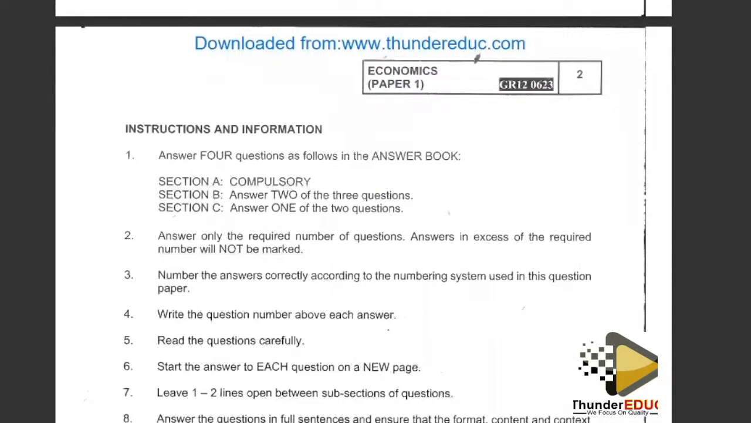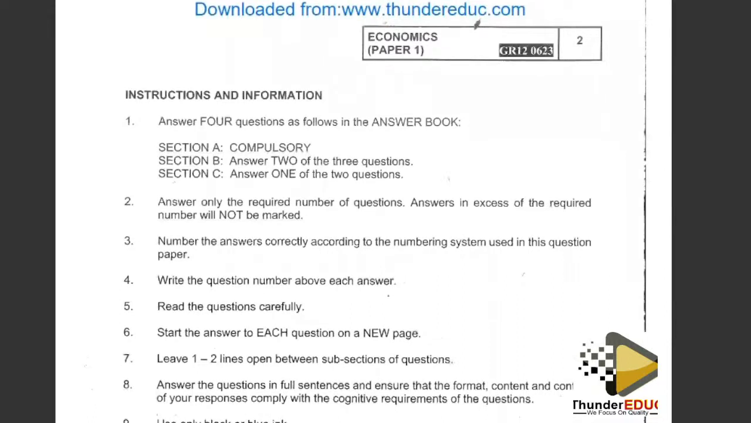So remember, the duration of the paper is 2 hours. And remember, before you can kickstart in answering any question, you should always make sure that you go through the set of instructions and information in that particular paper. Now, if we throw our eyes on this screen, we see that we have the instructions there that run from 1 up until 8.